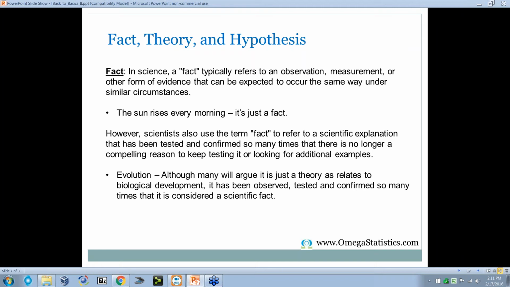However, scientists also use the term fact to refer to a scientific explanation that's been tested and confirmed so many times that there's no longer any compelling reason to keep testing it and keep looking for additional examples. Evolution might be one example of that. Many people will argue it is just a theory, and it is a theory. As it relates to biological development, it's been observed, tested, and confirmed so many times that it is considered a scientific fact. You would still have the creationists and such that may disagree with that.